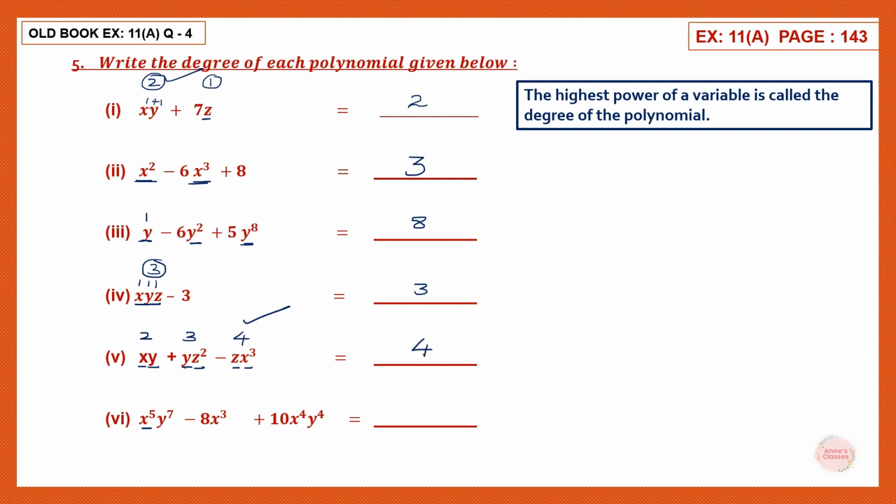Here we have 5 plus 7, that is 12. Here we have 3 and 4 plus 4, that is 8. So we have 12, 3 and 8 and the highest is 12. So this is how we write the degree of polynomials.